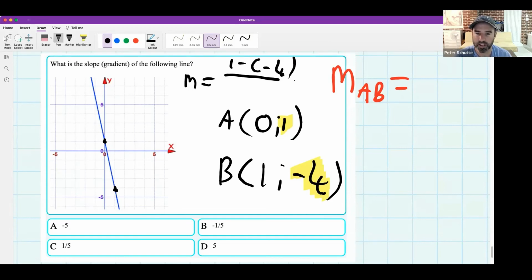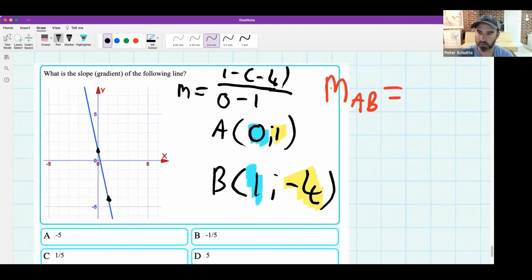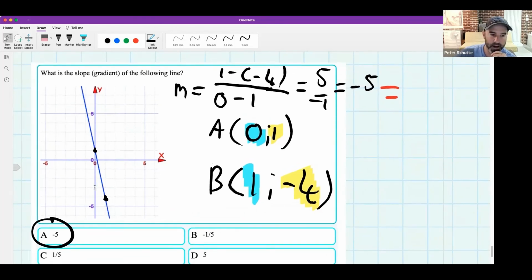Oh, there's a nice double negative in there, so sneaky. That's my final answer here. So we get 5 minus 1. So my answer for the gradient of that line is -5.